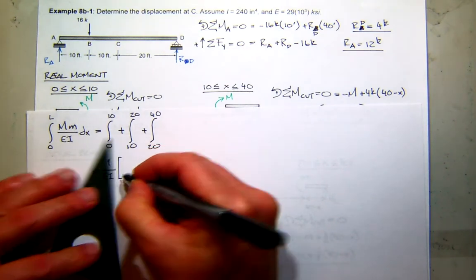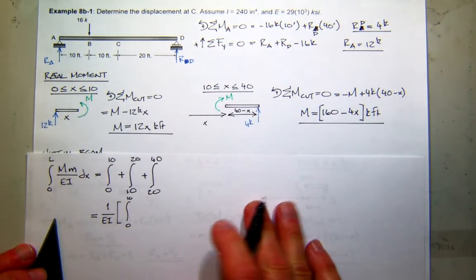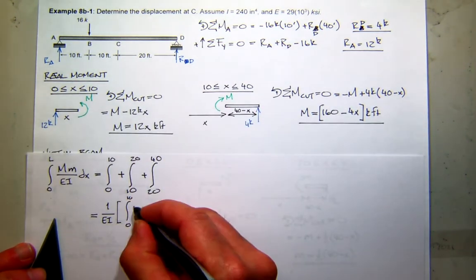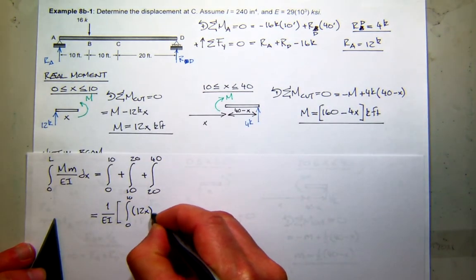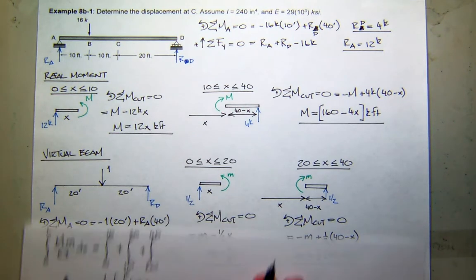So I'm going to do the first one. So the integral from 0 to 10. There's the real moment from 0 to 10, 12x. And the matching virtual moment from 0 to 10 is x over 2.